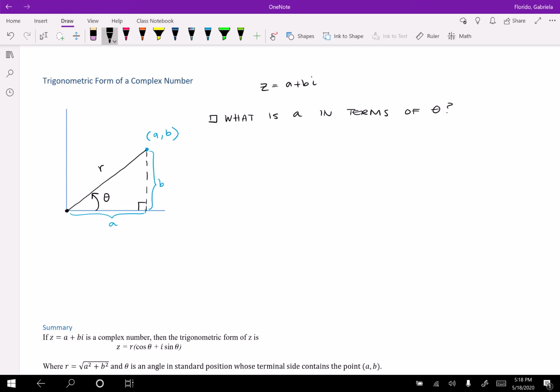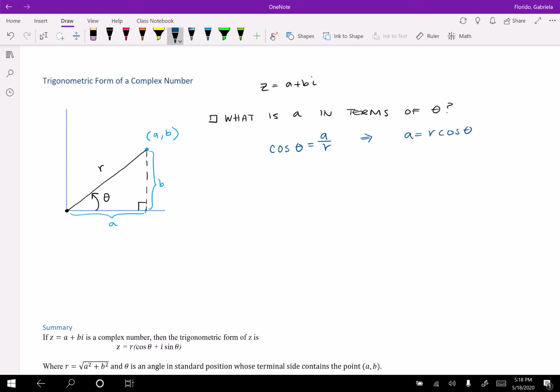Here, a is the adjacent side of theta, and r is our hypotenuse. To use adjacent and hypotenuse, we can use the cosine. So cosine of theta is equal to a over r. If we multiply both sides by r, we get that a is equal to r cosine of theta.